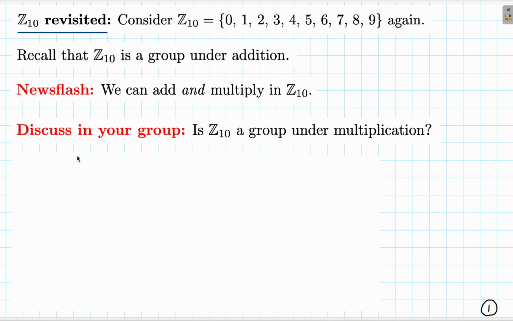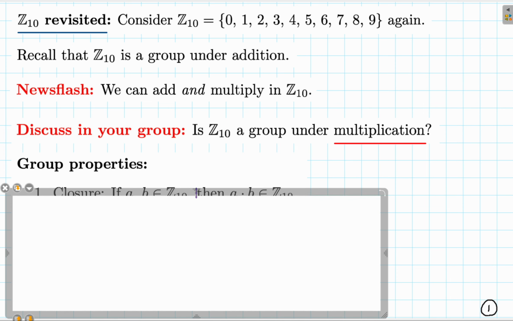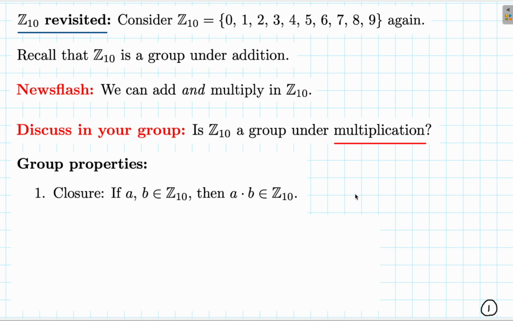All right, well, let's go through the group properties. Again, we know that Z10 is a group under addition, and now we're going to check if it's also a group under multiplication. So, first, closure. Yes, under multiplication, Z10 is closed. If we have a pair of elements in Z10, multiply them together, the product is still in Z10. So closure under multiplication holds.